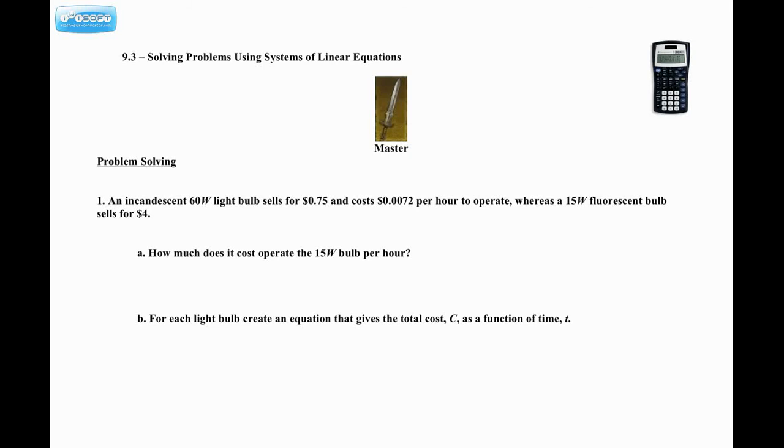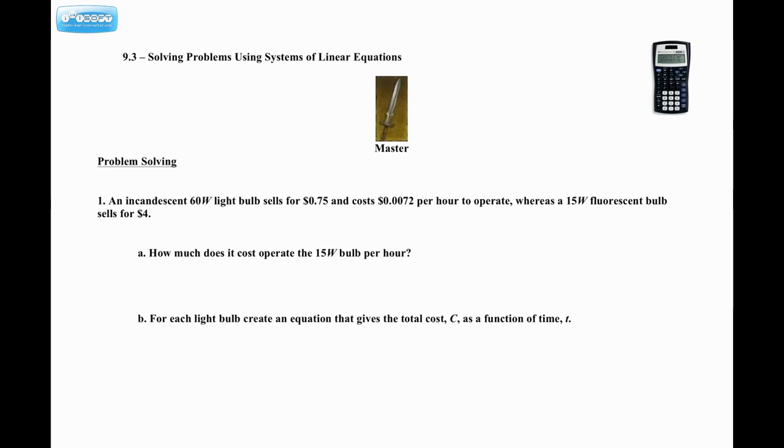Chapter 9, Section 3, Solving Problems Using Systems of Linear Equations, Master Level. In this video we're only going to go through one problem in different stages, but this problem allows us to analyze two different kinds of light bulbs. Here we have an incandescent 60 watt light bulb and a 15 watt fluorescent bulb, and we're just going to compare them. So let's begin.